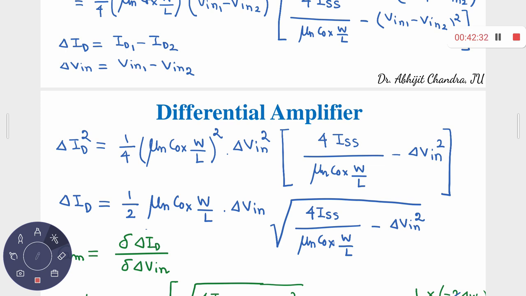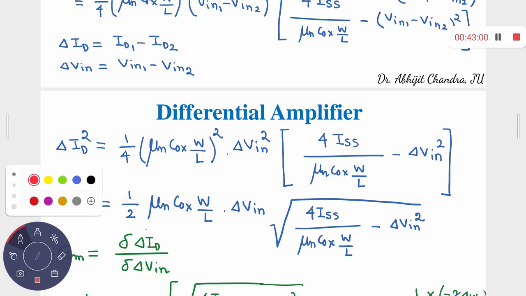Then delta ID can be equal to 0 also. What is the meaning of delta ID equal to 0? What is the physical significance? That means both of them are carrying equal value. Delta ID means what? ID1 minus ID2. Delta ID 0 means both of the transistors M1 and M2 are carrying equal current, same current. So once again you have two parameters, let me once again write it down.